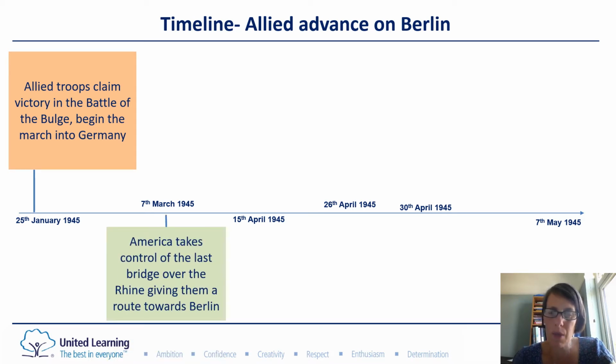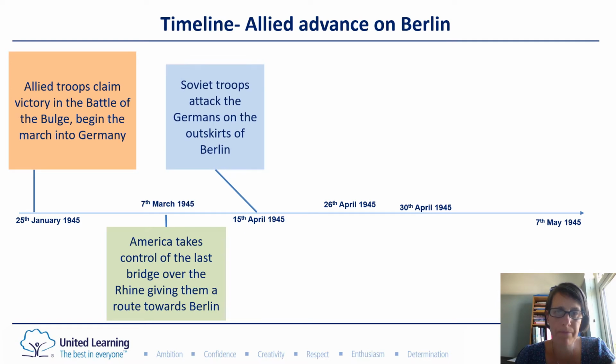It took them until the beginning of March to take control of the last crossing over the River Rhine. Now, as the Germans retreated back into Germany, they tended to blow up bridges. So in fact, the Americans managed to make a bridge across the River Rhine, and that means that the way is now open for them to go to Berlin.